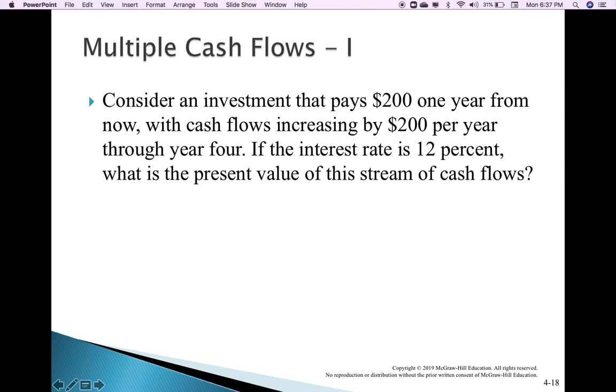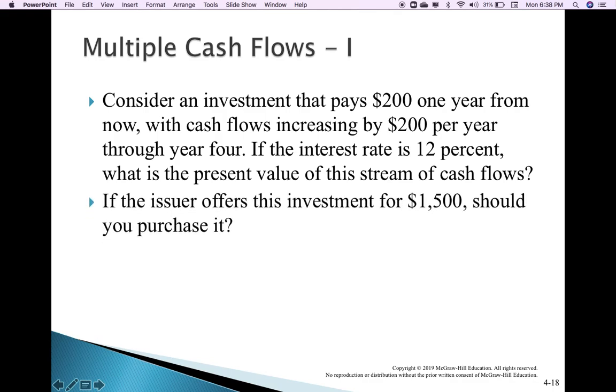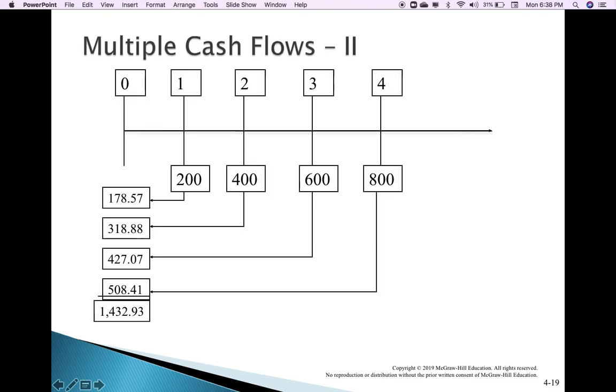Consider an investment that pays 200 1 year from now, with cash flows increasing by 200 per year through year 4. If the interest rate is 12%, what is the present value of this stream of cash flows? If the issuer offers this investment for 1500, should you purchase it? Very simple. 200 1 year from now. A company is offering you, you give 1500 now, and the company will give you 200 after 1 year, 400 second year, 600 third year, 800 fourth year. Should you accept this offer if the rate of interest is 12%?